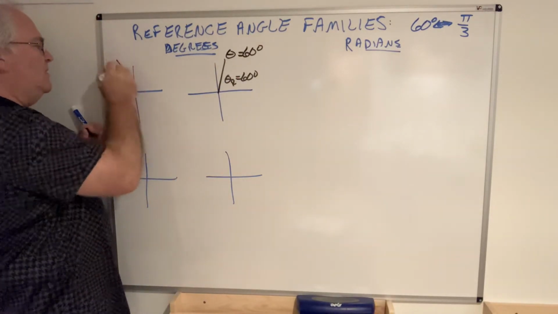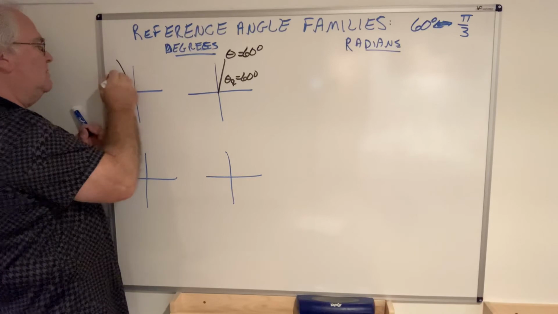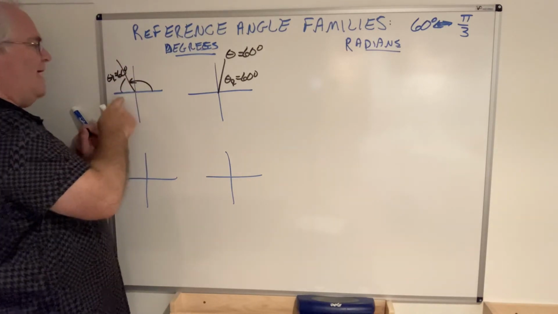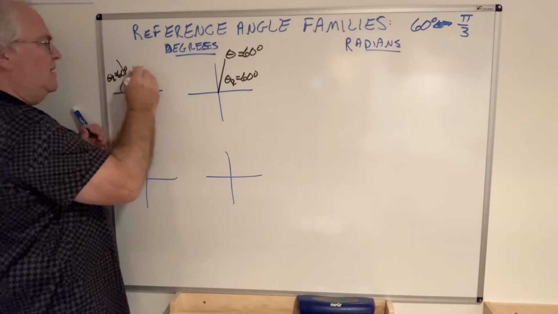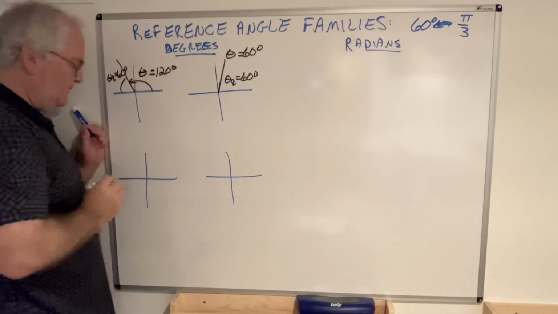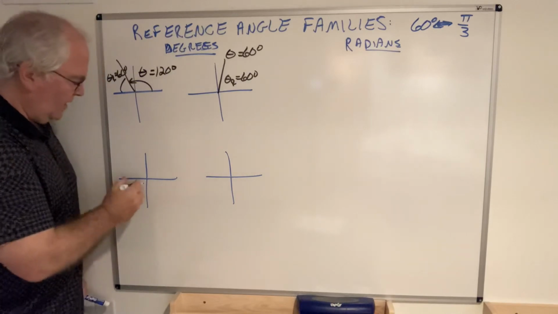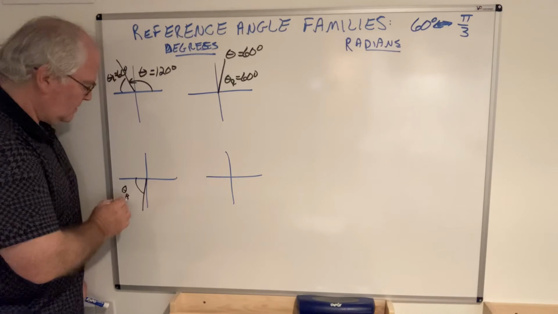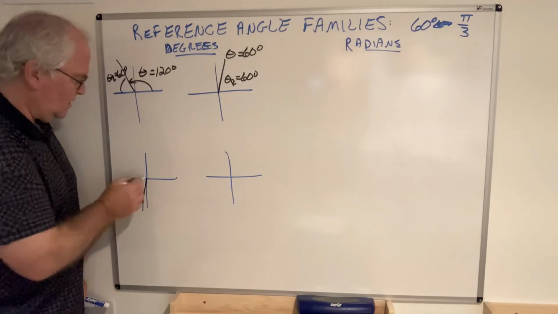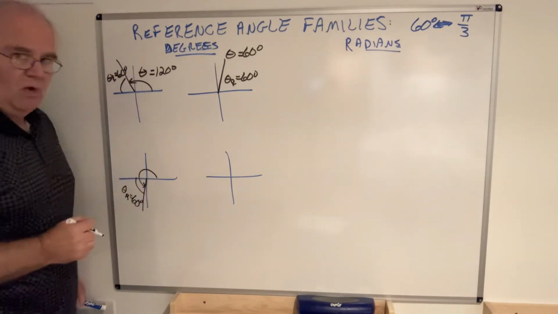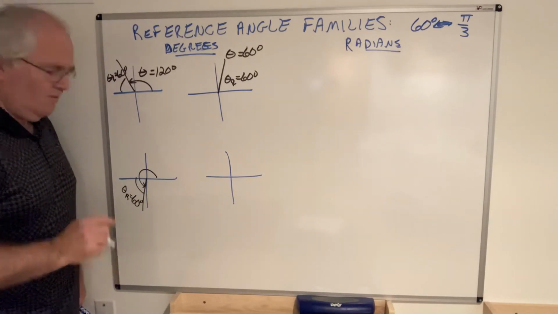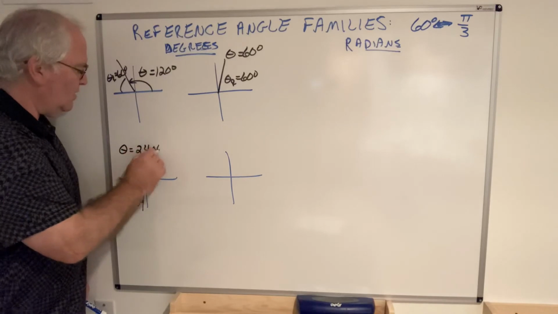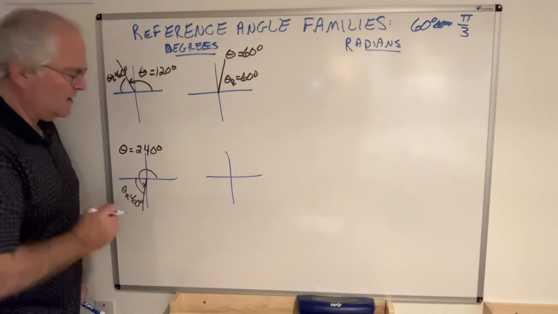Quadrant 2, this is theta reference. This is the angle we want here. 180, subtract off the 60, theta is 120 degrees. Now we're in quadrant 3. So there's theta reference, 60 degrees, but we want this. We want 180 plus the 60. 180 plus 60, theta is 240 degrees. Just a little arithmetic takes care of that.